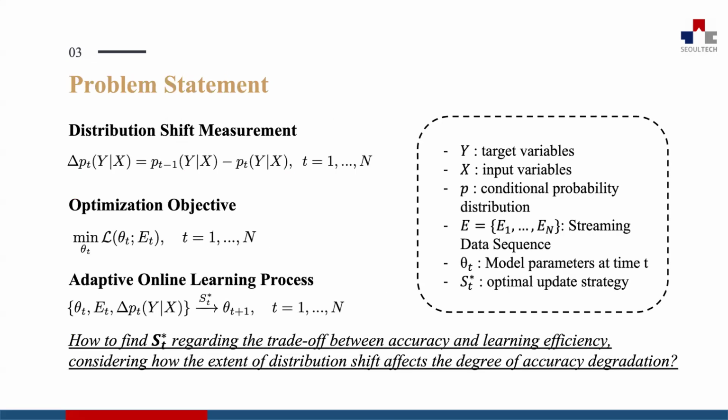And our method proactively measures the distribution shift between two consecutive time points. And based on this measured distribution shift, we find an optimal update strategy to update the online learning model using that optimal update strategy. And the core of our problem is how to find this optimal update strategy regarding the trade-off between the accuracy and learning efficiency, considering how the extent of distribution shift affects the degree of accuracy degradation.